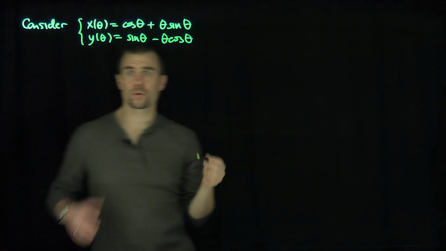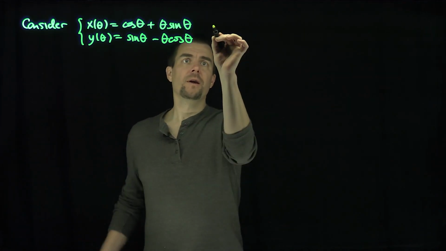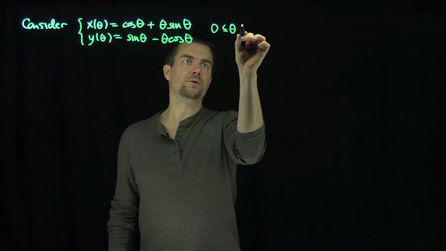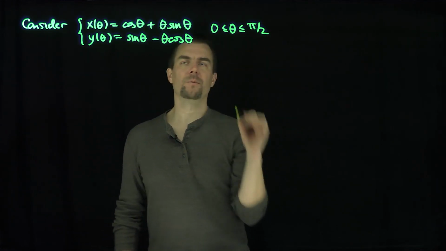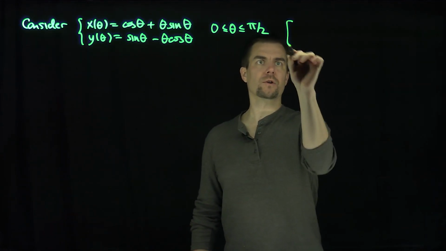This is an example we've worked with a lot. It's the involute of a circle, right? And I'm going to specify that theta is between 0 and 2 pi just for this argument over here. So of course this is our involute of a circle.